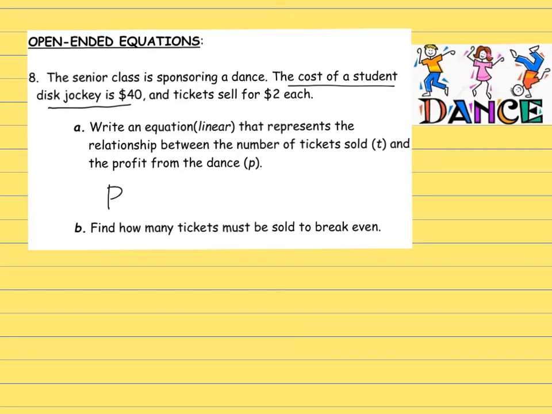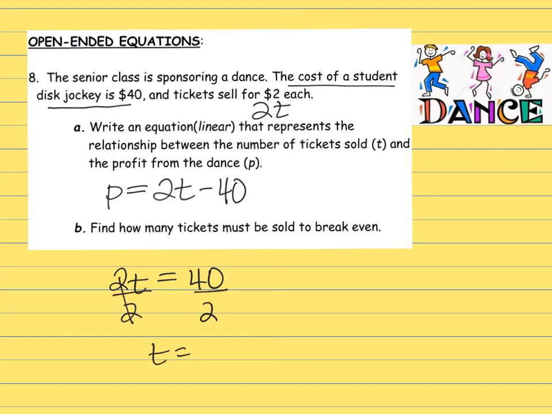So the profit is going to equal $2 per ticket, and hopefully that's going to be more than $40. So minus the cost of $40. And how many tickets must be sold to break even? So we're going to take the $2 per ticket and set it equal to 40 divided by 2. And you have to sell at least 20 tickets in order to pay the disc jockey and break even.